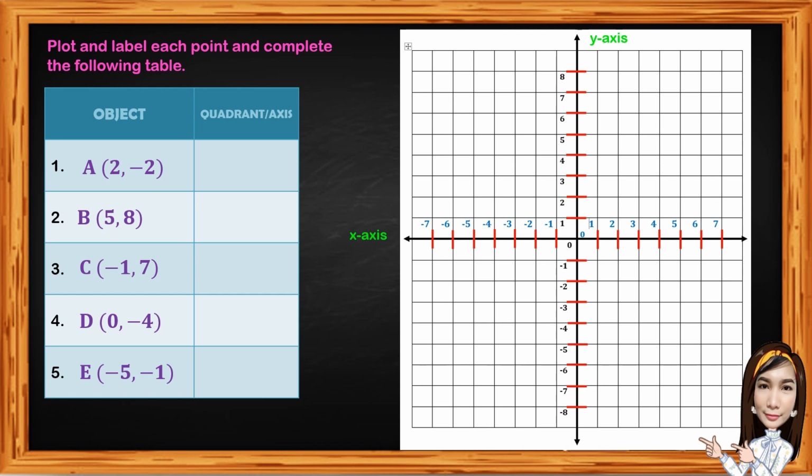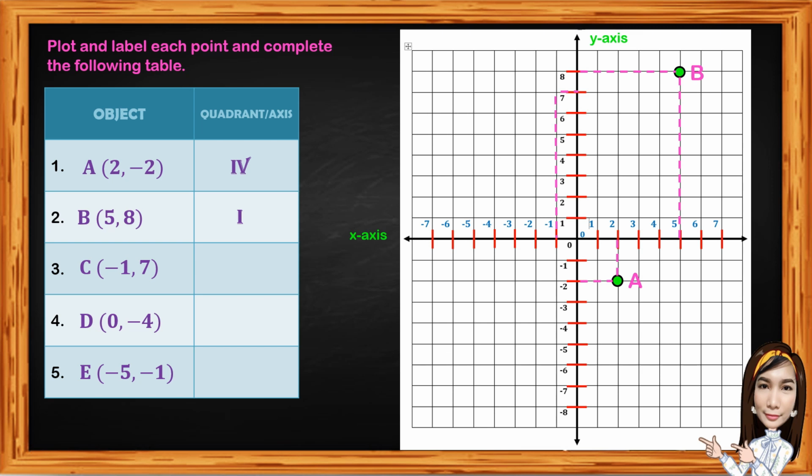So let's have point A. 2 is the x and -2 is the y. So the point is located on quadrant 4. Next, point B. 5 is the x and 8 is the y. So the point is located on quadrant 1.